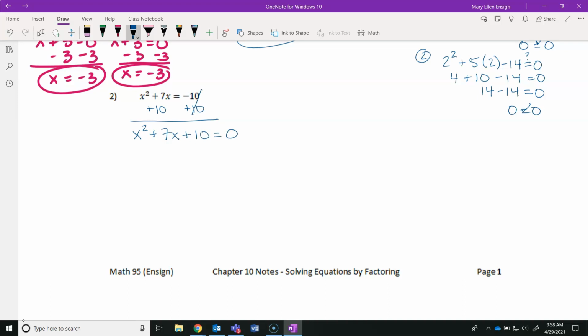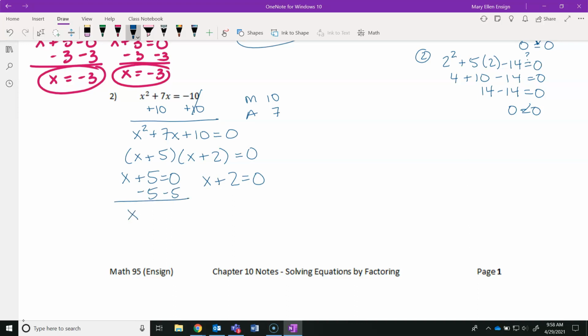So I'm going to factor it. I need 2 numbers that multiply to 10 and add to 7. That's going to be 2 and 5. So I have x plus 5 times x plus 2 equals 0. Because of the zero product property, one of those has to be 0. So I subtract 5 from both sides, x equals -5. Subtract 2 from both sides, x equals -2. So those are going to be my two solutions, okay?